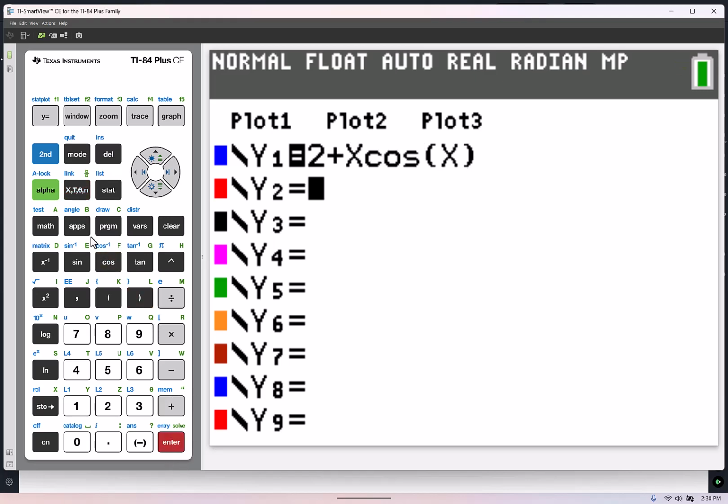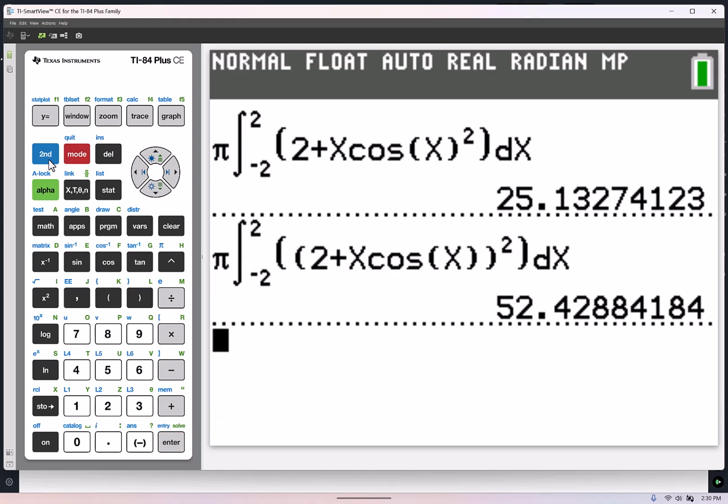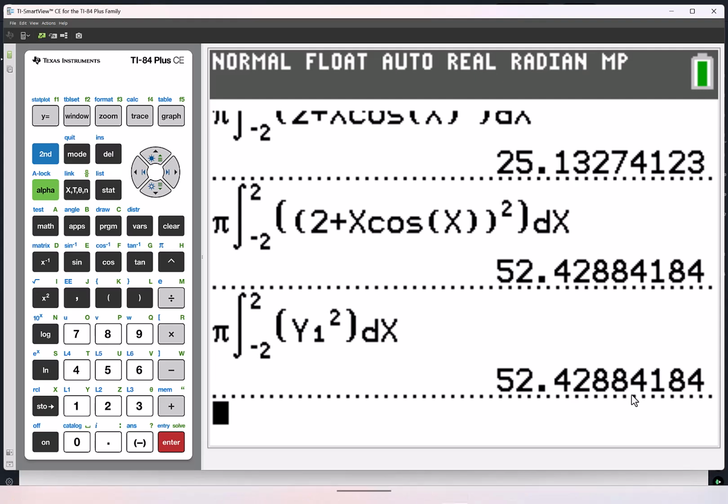That's your radius. So I can just come back and I can go pi, math 9, negative 2 to 2. And then I can just go, it's pi r squared. So alpha, trace y1, square this, put an x on it. Done. See? How do we feel?